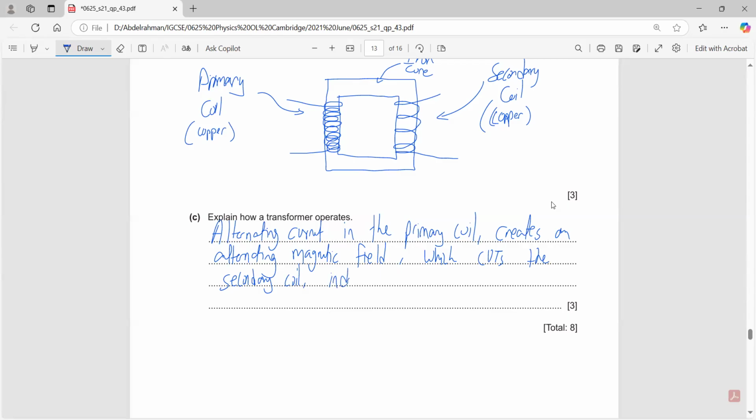Inducing an alternating current and EMF in the secondary coil.